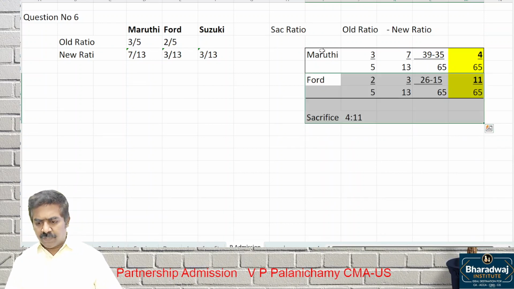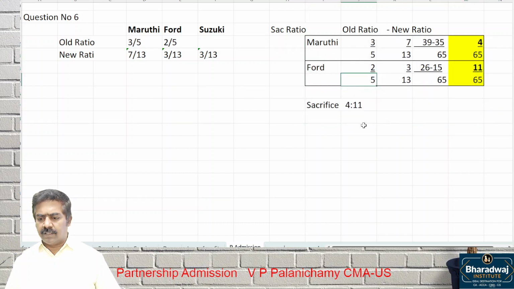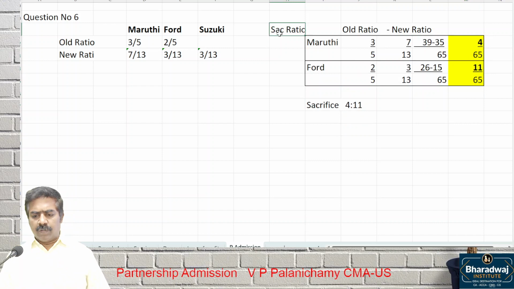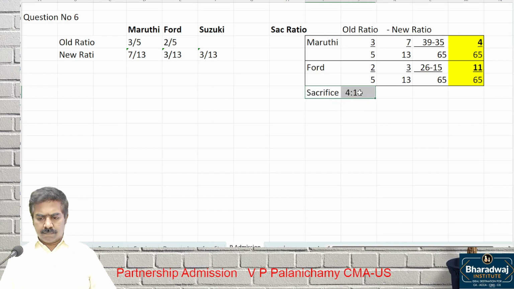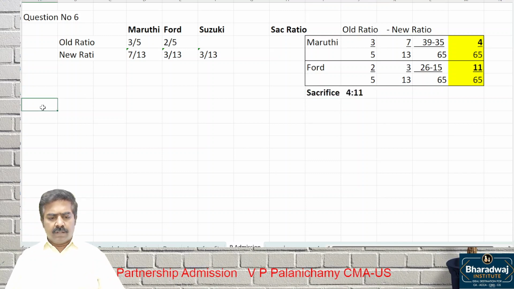Why do you want sacrificing ratio in this question? Goodwill is adjusted by which method? Premium method. So we want this sacrificing ratio. What is the sacrificing ratio? 4 is to 11. Step 1 is over.